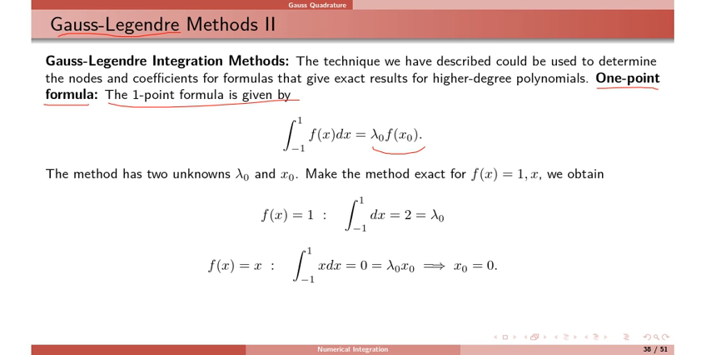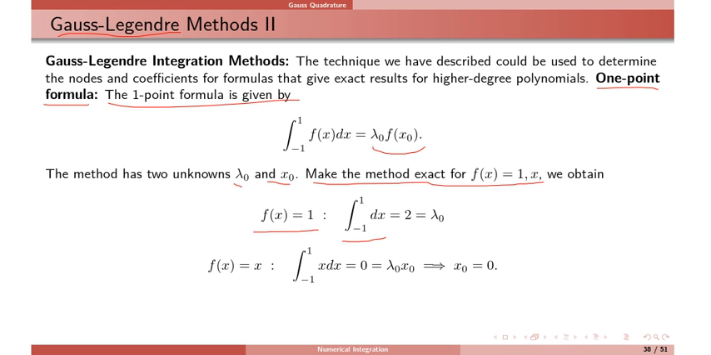So we try to compute lambda 0 and x0. You have two unknowns, and to find two unknowns, you need two equations. So we make the method exact by taking f(x) equal to x power 0, that is 1, and x. Firstly, fit f(x) equal to 1 on both sides. The left-hand side, the integral from -1 to 1 of dx, is 2, and it equals lambda 0 f(x0). f(x0) is 1, since f(x) is 1. So you get lambda 0 equal to 2.